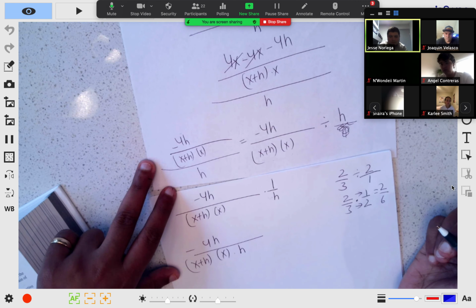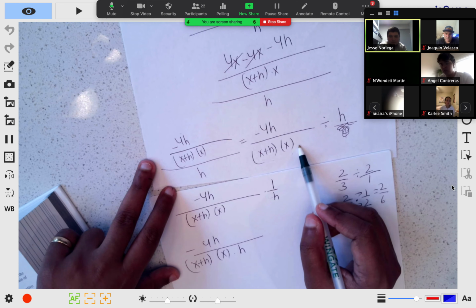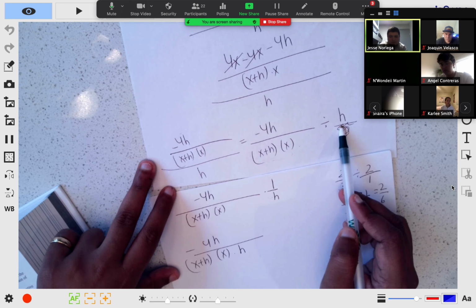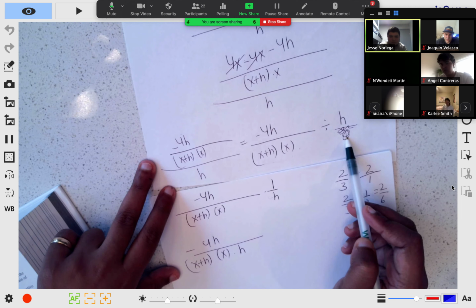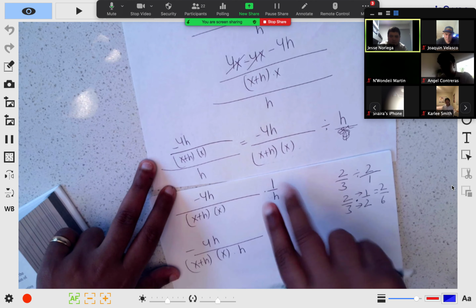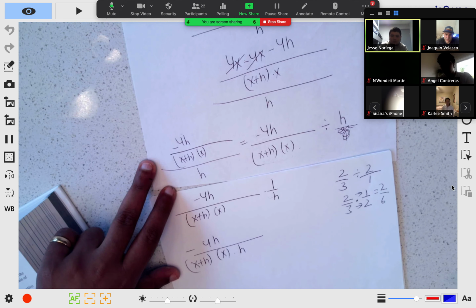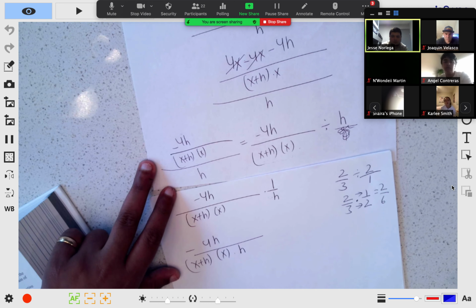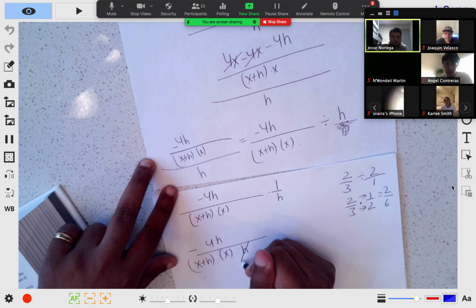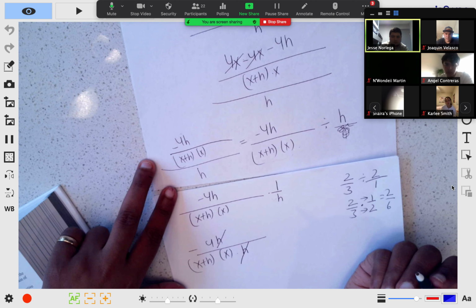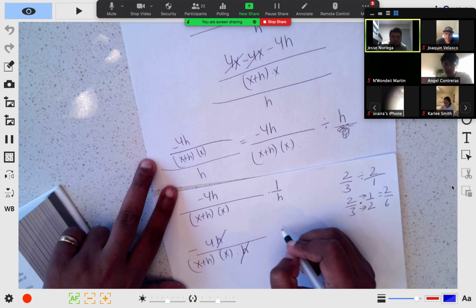Similarly, in this case, this whole thing was divided by h. If there is nothing at the bottom, there is 1. Then I changed division into multiplication, and I flipped it, and then I multiplied. Anyone has any doubt? I'll explain this step again slowly if you didn't get it. Everyone got this step? It's important to know this step. Once you got this, h gets cancelled, and then you are left with negative 4 over x plus h times x.